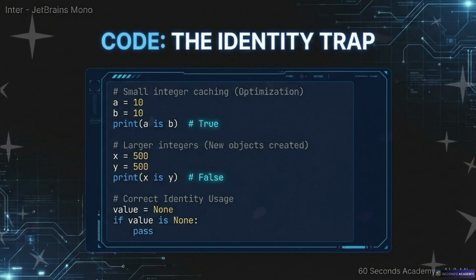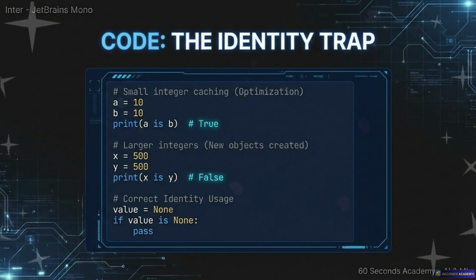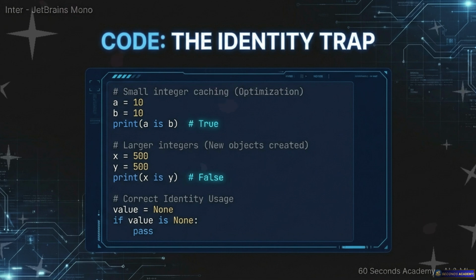Yes. But try this with larger numbers. If you open your terminal and type a equals 1,000, b equals 1,000, and then a is b, it returns false. Usually, yes. Since 1,000 is outside that cached range, Python creates a new 1,000 object for a and a different new 1,000 object for b. They are twins, not the same person. That is wild. And I've heard this depends on how you run the code, right? Like a script versus the interactive shell.